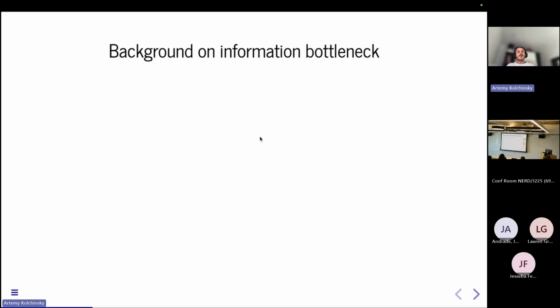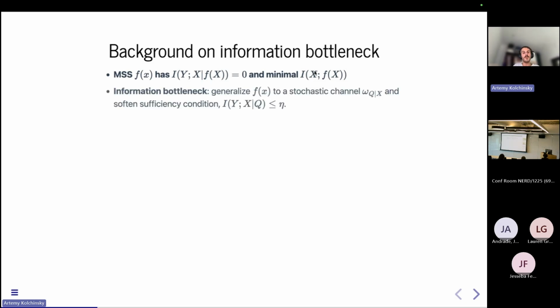So the usual way that this problem has been addressed in the field is using something called the information bottleneck, which I think some of you are going to be familiar with. As I mentioned, a minimal sufficient statistic has this information theoretic characterization that it achieves zero conditional mutual information between X and Y, and has the smallest mutual information with the input. So the information bottleneck proposes to essentially weaken these conditions, by doing two things.